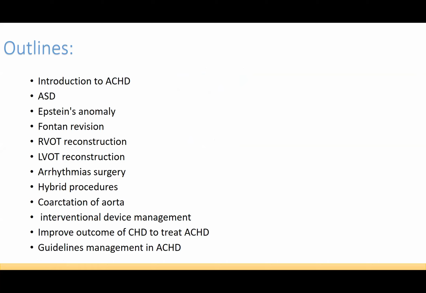We'll go through an introduction about adult congenital heart disease. We'll talk about ASD, all from a surgical point of view, Ebstein anomalies, Fontan revision, right ventricular outflow tract reconstruction, and left ventricular as well, arrhythmia surgeries, hybrid procedures, coarctation of aorta, and interventional devices. And last but not least is improving outcomes of congenital towards the treatment of adults. And in the second lecture, I will continue with the guidelines for management, the 2008 guidelines in adult congenital.